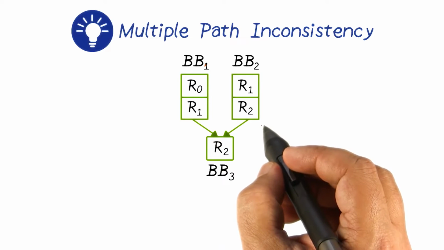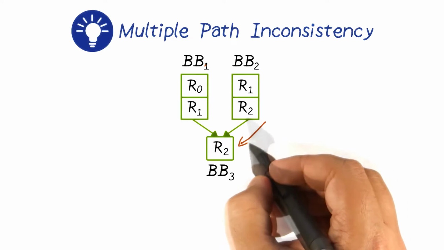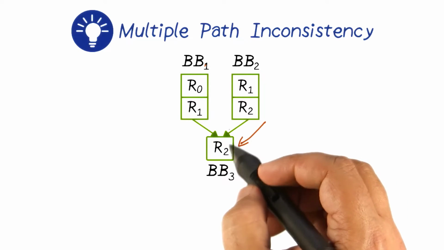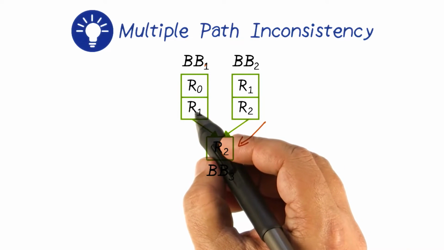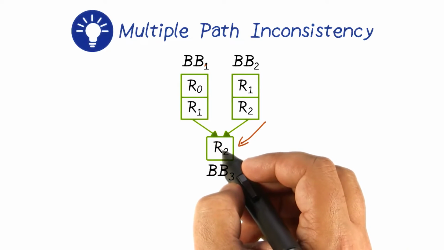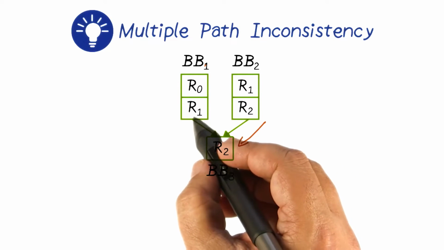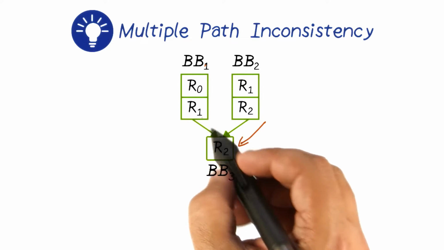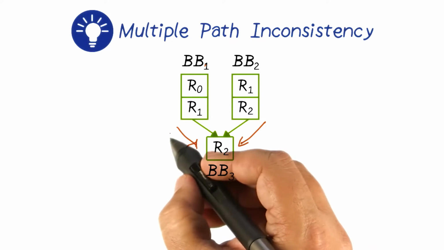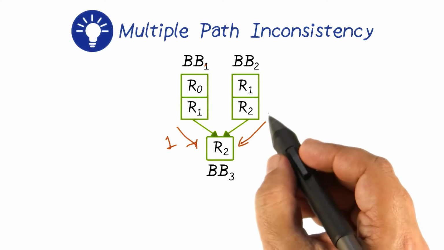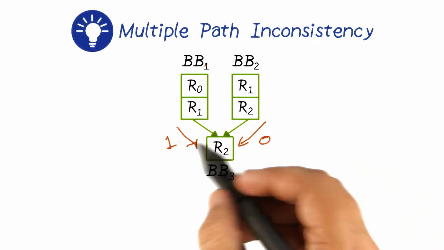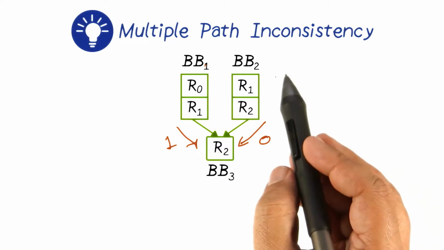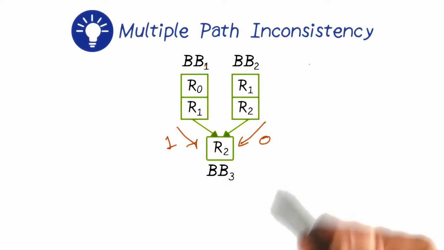So you can see that if we come via this path, we are going to use register R2 followed by R2. However, if we come via this path, we are going to follow register R1 followed by R2. And so the difference between the register numbers on this path, which is equal to 1, is different from the difference on this path, which is equal to 0. So these 2 different differences is called as multiple path inconsistency.